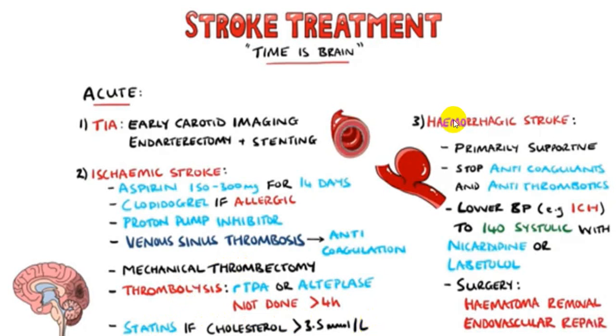In case of hemorrhagic strokes, stop anticoagulants, stop antithrombotic drugs, lower blood pressure, particularly in case of intracranial hemorrhage, to a systolic blood pressure close to 140 by giving injectable nicardipine or labetalol. And then you can go for surgical intervention like hematoma removal or endovascular repair like coil and clipping, particularly for aneurysms.